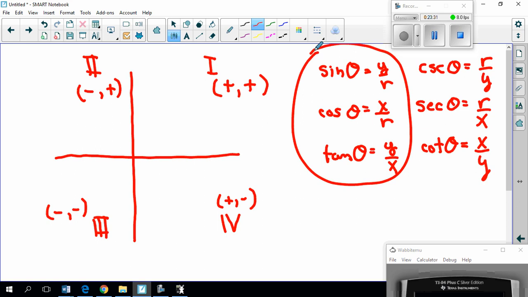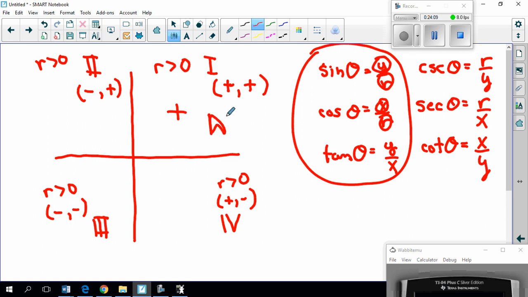Now, in the first quadrant, x and y are positive, but guess what? A radius is always positive. In quadrant 1, sine is plus because it's plus over plus. Cosine is plus, so it's plus over plus. And tangent is plus because y is plus and x is plus, so therefore all 3 are positive. They're all positive. And I don't just mean sine, cosine, tangent. All 6. But let's focus on the 3.